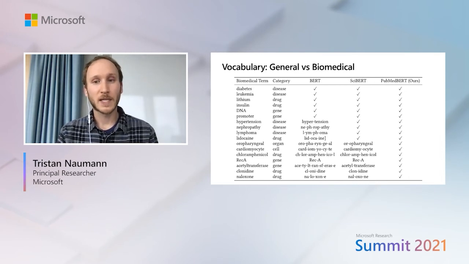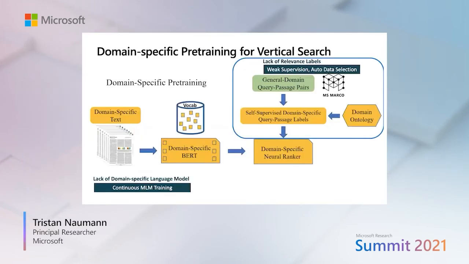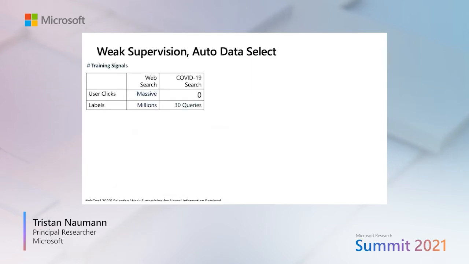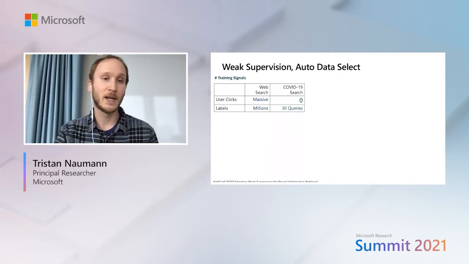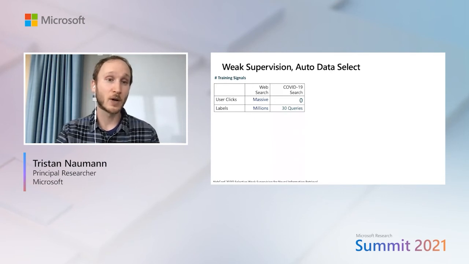Next, let's talk about the second challenge, a lack of relevance labels. To understand the difference in relevance labels, it helps to consider the difference between general domain search and specific biomedical search scenarios. We note that at web scale, click and label data are abundant, while they're substantially lacking in a target domain. In this case, we're considering a specific type of biomedical search, namely COVID-19 search.